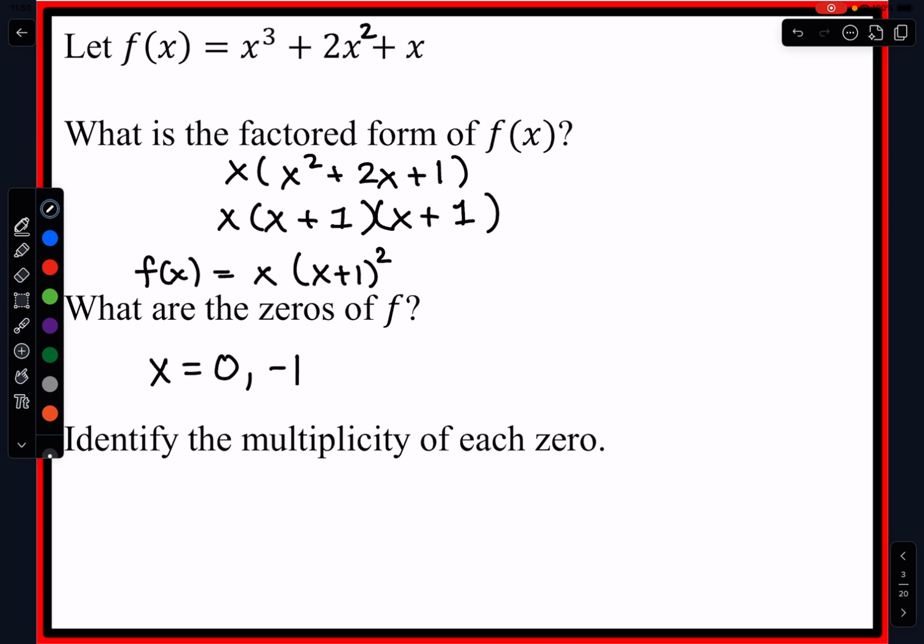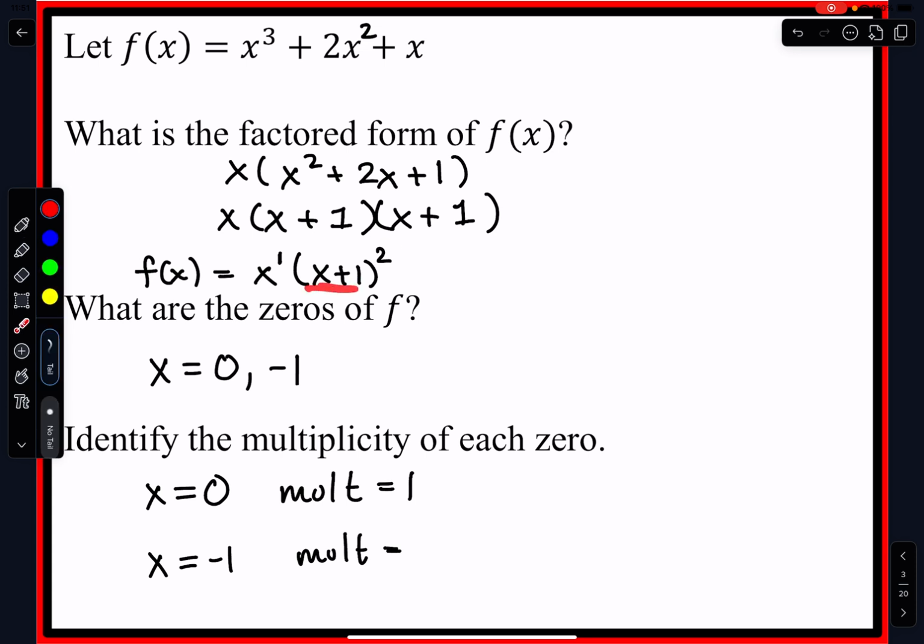Now, what about the respective multiplicities? How many times is x going to equal 0? Well, since the factor is raised to the first power, this has a multiplicity of 1. So x equals 0 only one time. Now, how many times will x equal negative 1? Well, since the factor of x plus 1 is raised to the second power, that means that x equals negative 1 a total of 2 times.